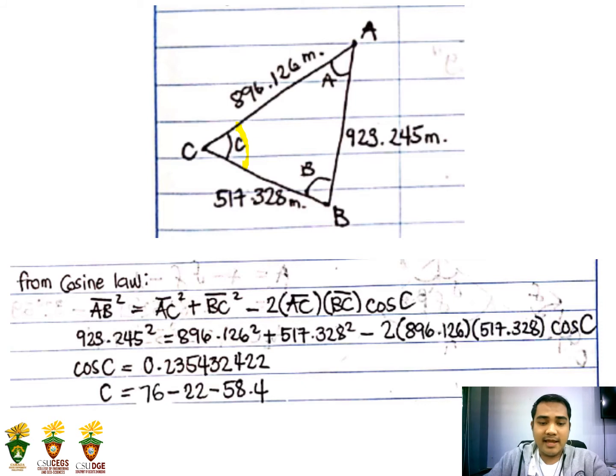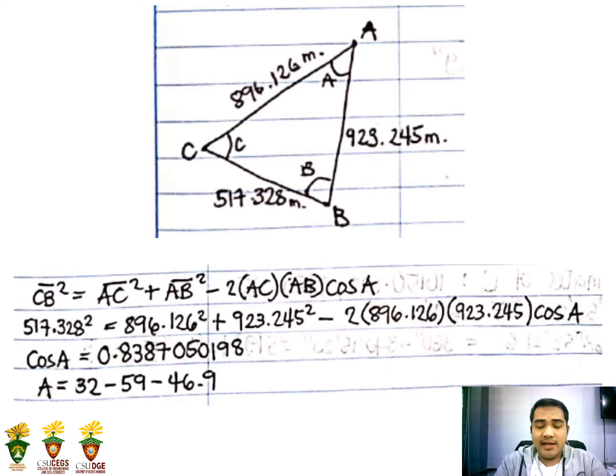From this figure, to get the angle C, we have this formula: the distance AB squared is equal to AC squared plus BC squared minus 2 times AC times BC cosine the angle C. Substituting all the values given from the figure, we have the value for cosine C equal to 0.235432422. To get the angle, we take the cosine inverse, so C is 76 degrees, 22 minutes, and 58.4 seconds.